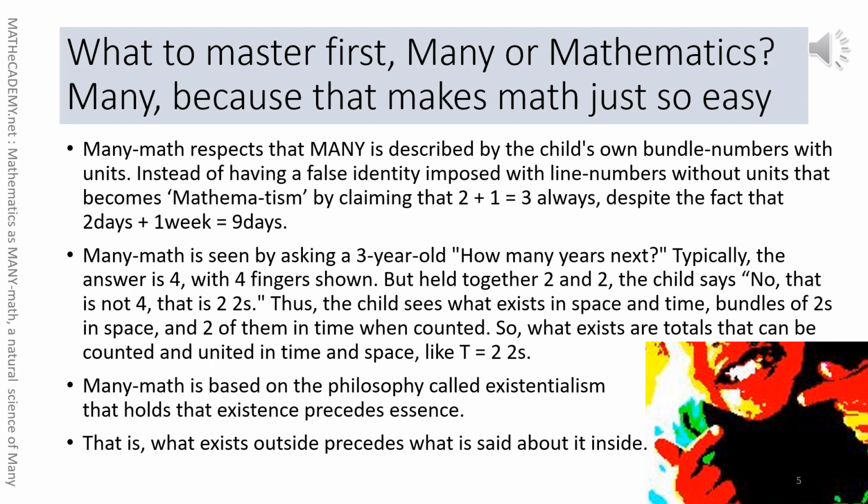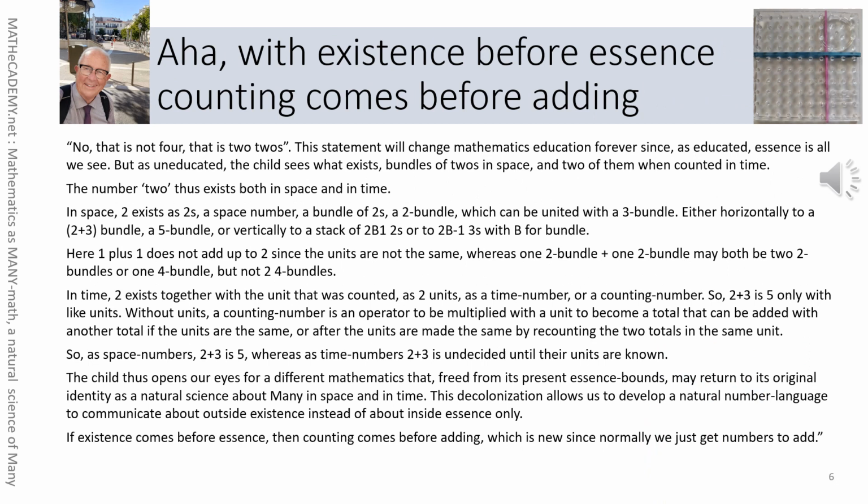Many mathematics are based on a philosophy called existentialism, which holds that existence precedes essence. In other words, what exists outside precedes what is said about it inside. Aha, with existence before essence, counting comes before adding. No, that is not 4, that is 2 twos. This statement will change mathematics education forever, since, as educated, essence is all we see.